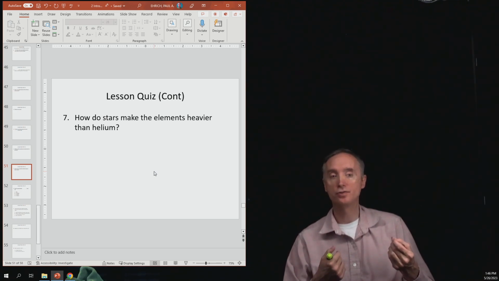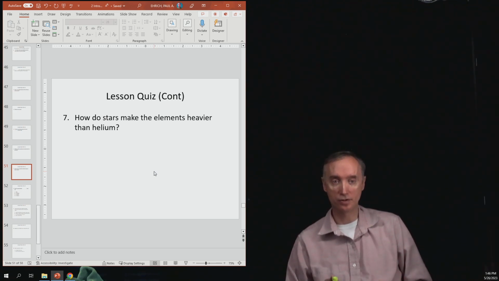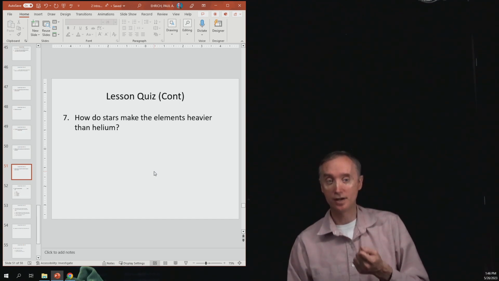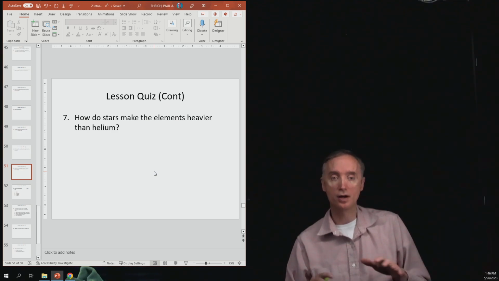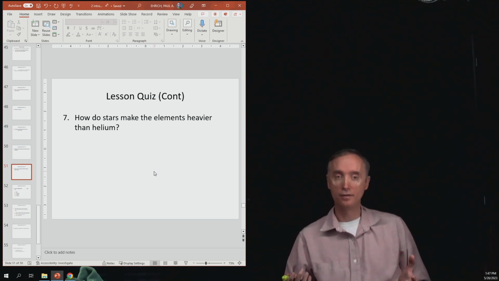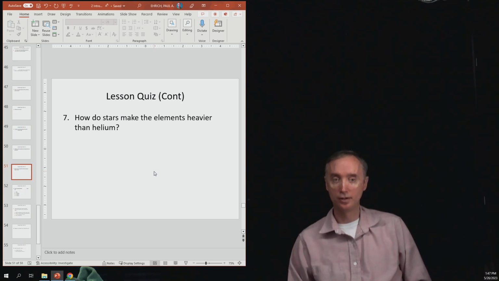Then if it's a very, very big star, it can manufacture iron. And when it does that, then it's going to go supernova and explode. And then when it explodes, it can forge all of those other elements that are heavier than iron. So that's basically where all of the elements in the periodic table came from.